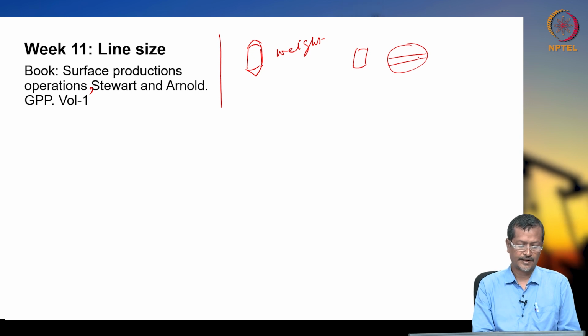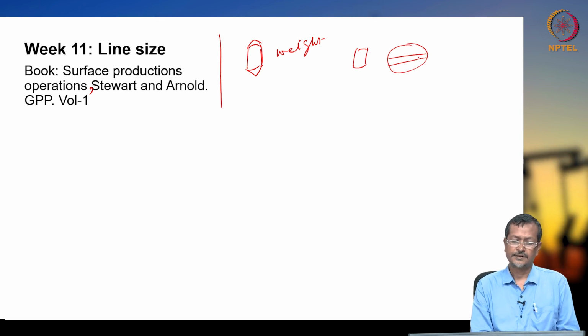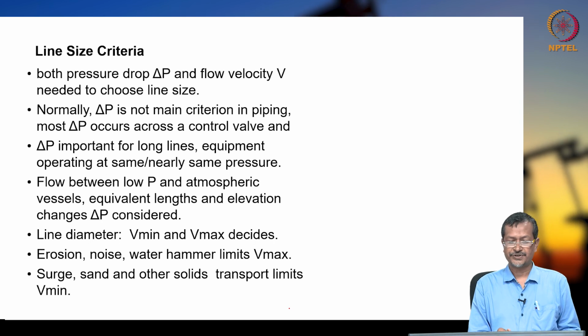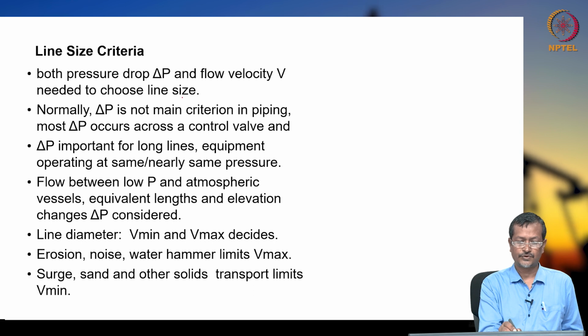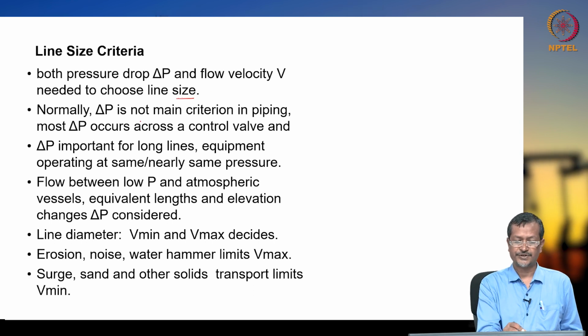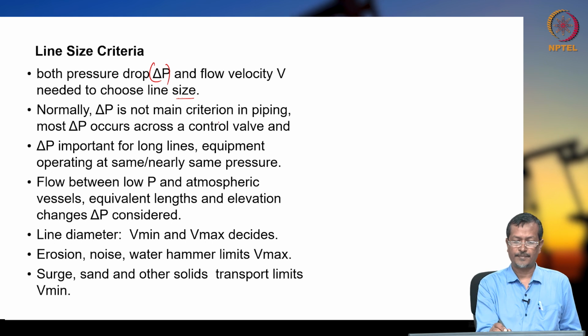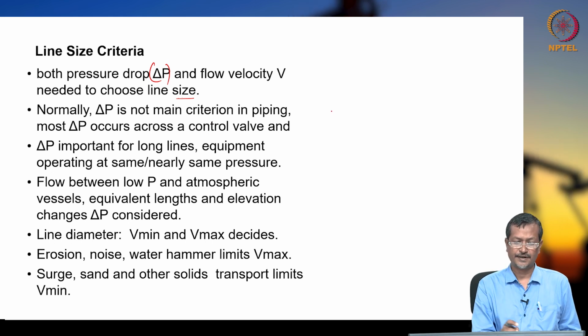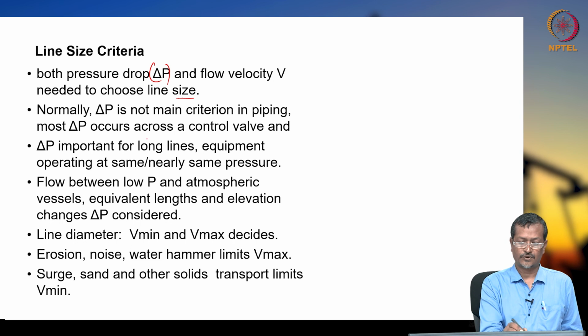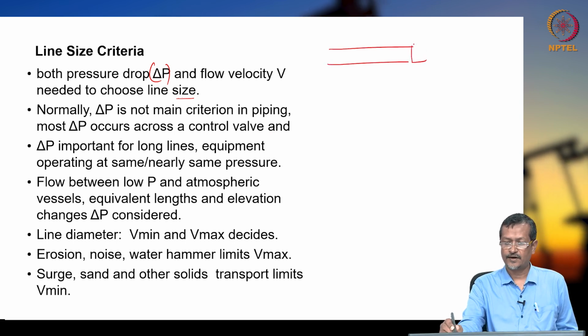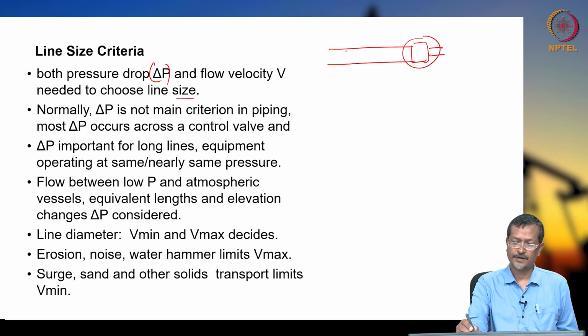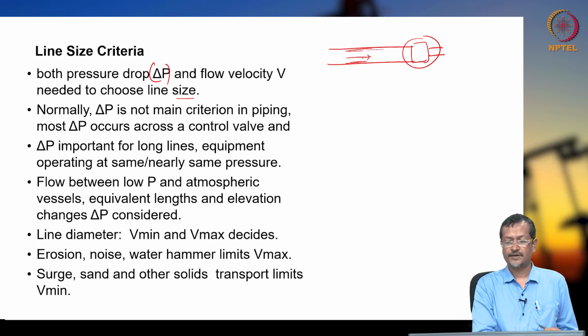When you are choosing line size, the criteria are both pressure drop, delta P, and flow velocity, V, needed to choose line size. Normally delta P, or pressure drop, is not the main criterion in piping design. Most pressure drop occurs across a control valve, because you have one pipe and you have one valve or other fittings, so their pressure drop will be more. Whenever there is laminar flow, a laminar boundary layer, and fluid is flowing smoothly through a straight path, pressure drop will be very low.